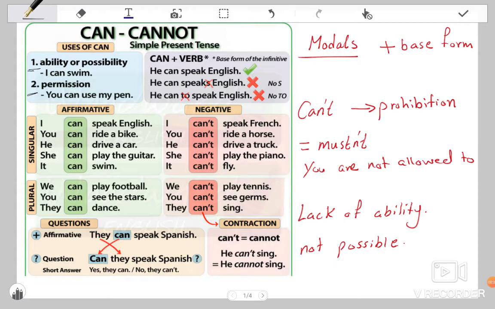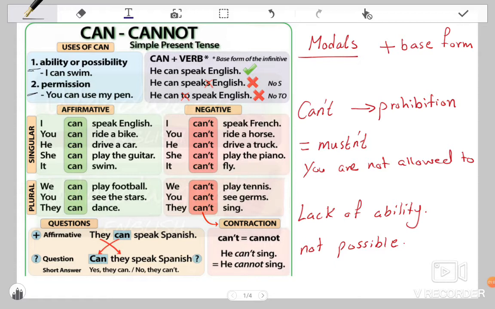So when I say I can swim, it means I have the ability to swim. When I say I can speak Arabic, so I have the ability to speak what? Arabic. But the other one is the permission. So it means you are allowed to do something. So when I say, may I use your pen? You say, yeah, you can use my pen, which means you are allowed to use it. So can here means what? Permission. So we have number one, the ability or the possibility, الإمكانية, and number two is permission, الإذن.